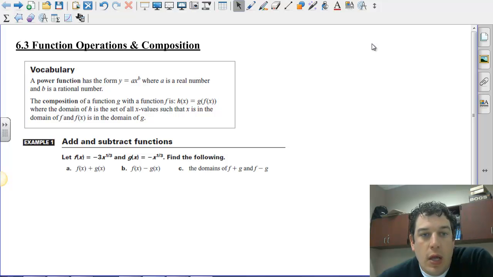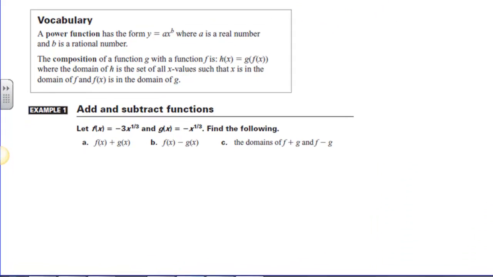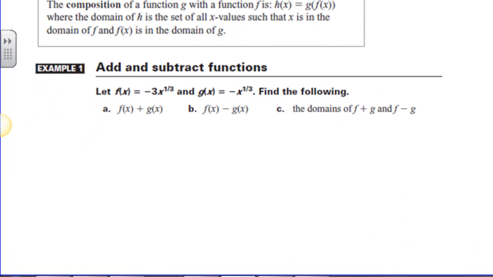a rational number. And then the composition of a function is when we plug one function into another. And we'll talk about that one a little bit later. But the first thing we're going to do is start off by working with addition and subtraction of functions. The first one that we have is f of x equals negative 3x to the 1/3, and g of x equals negative x to the 1/3.